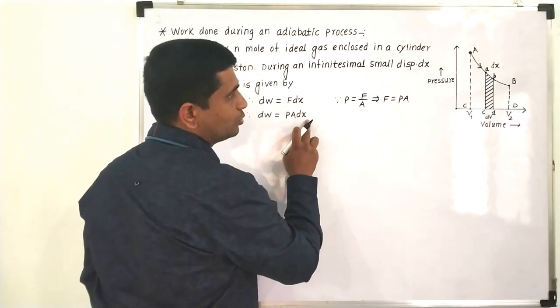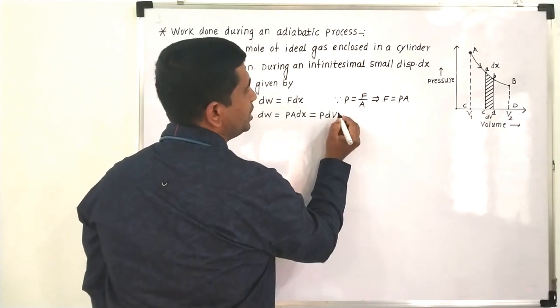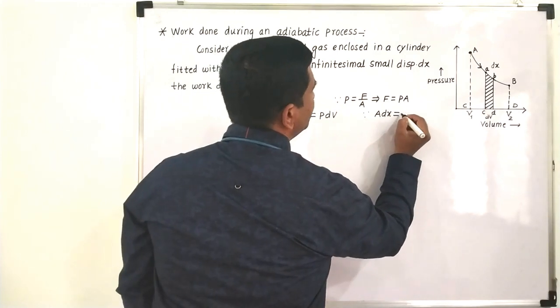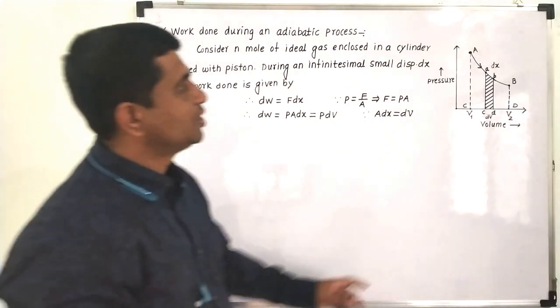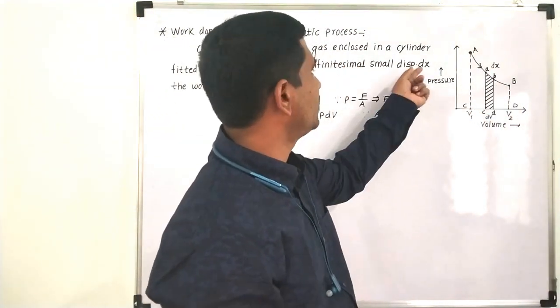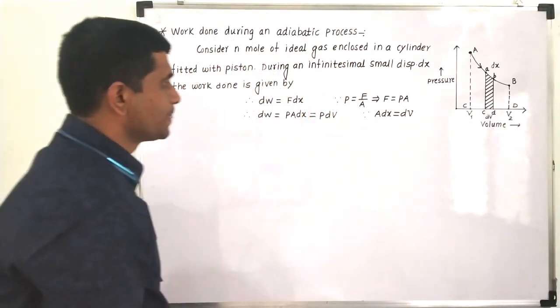But what is area into displacement? That will be the change in volume, as we have just seen. So it is P into dV, since A into dx is dV. That is the increase in volume when the piston is moving from point A to point B during this infinitesimal displacement dx.